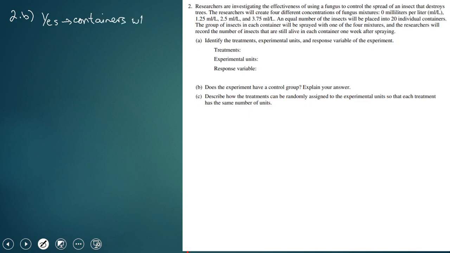Containers with the 0 milliliter per liter solution form the control group.